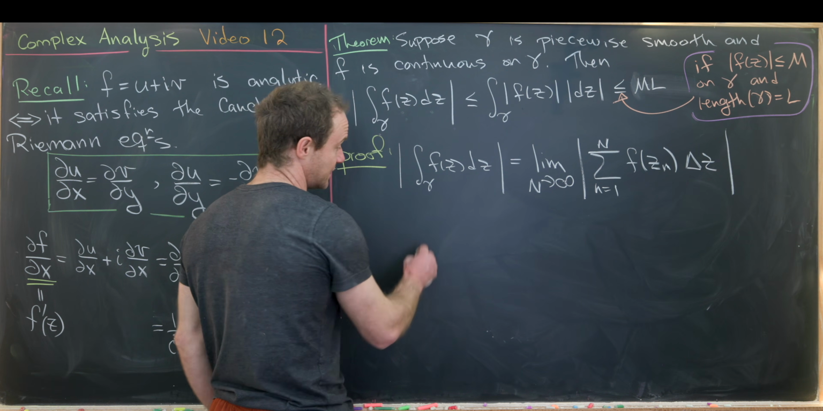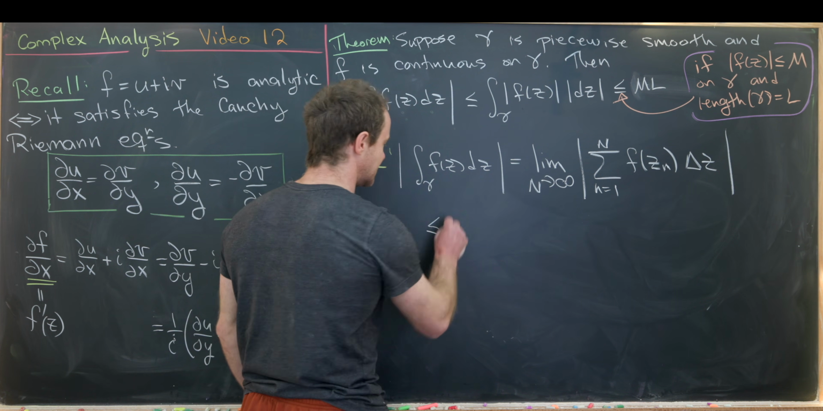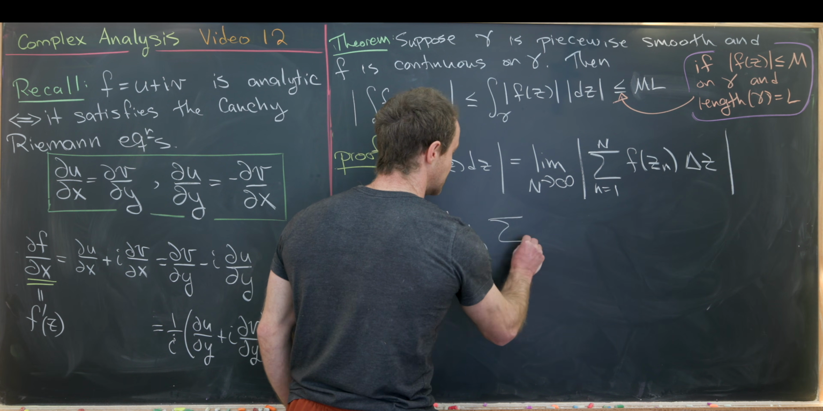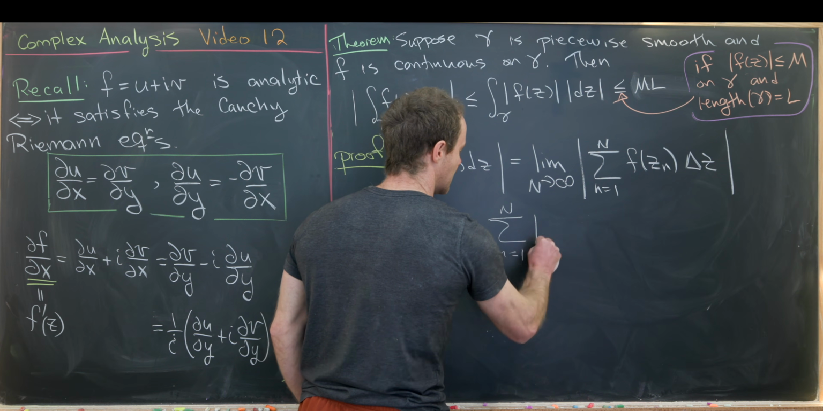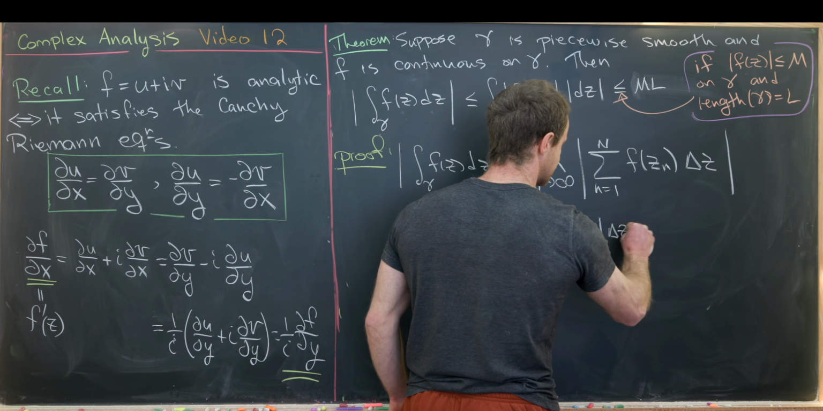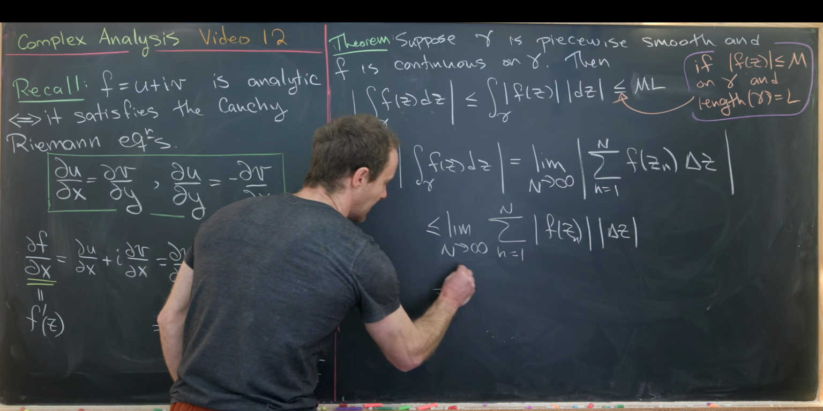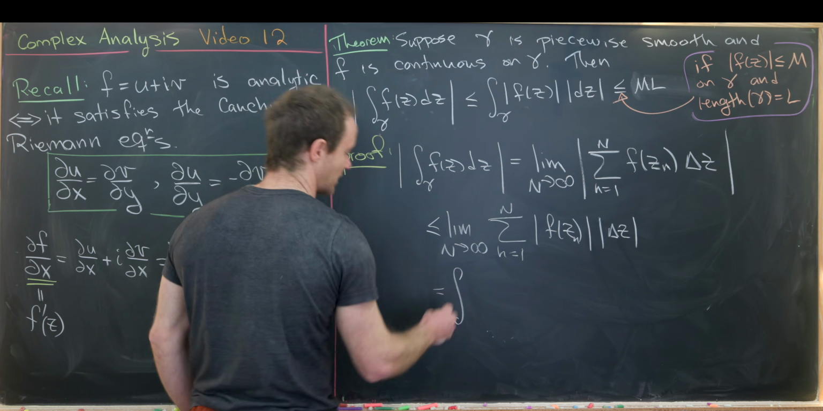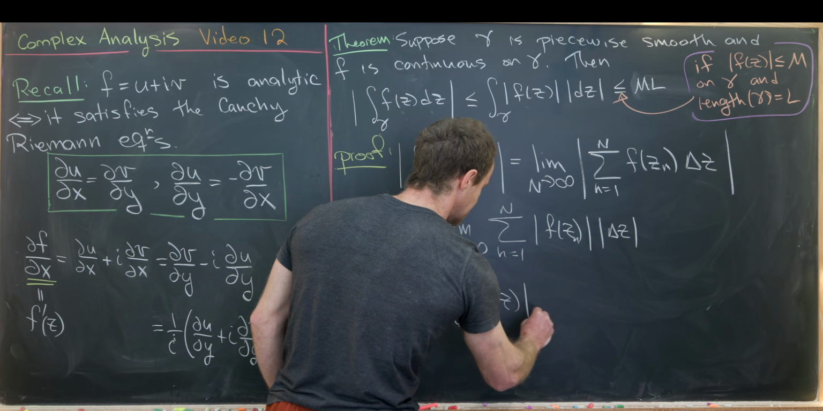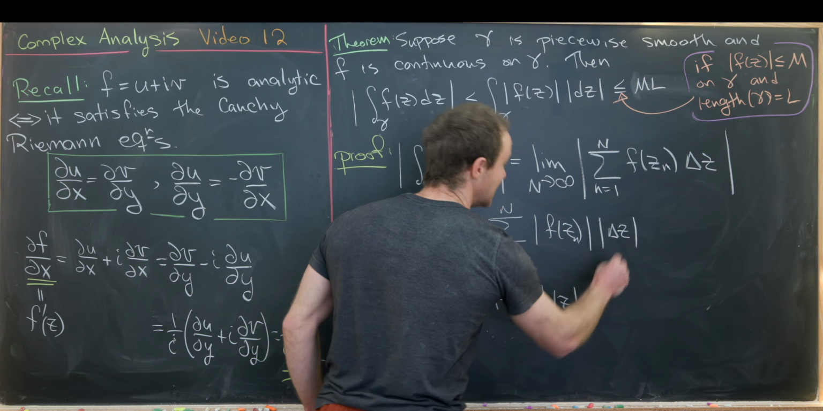Okay, but now we're just going to apply the triangle inequality because we have a finite sum here. And that's going to give us the limit as N goes to infinity of the sum from n up to N of the modulus of f(z_n) times the modulus of delta z. But now we can put that back together into an integral, and the integral that it goes back to is this one right here. So this is going to be the integral over gamma of the modulus of f(z) and the modulus of dz.